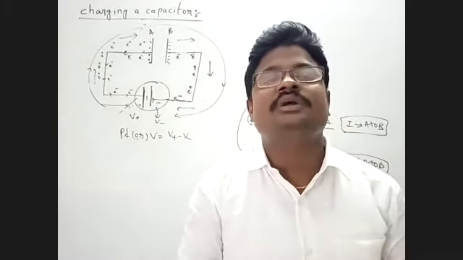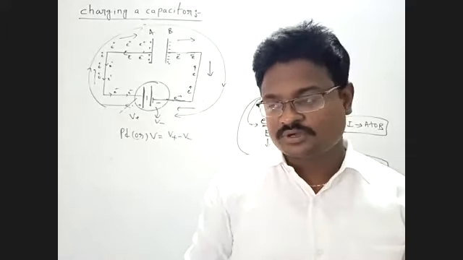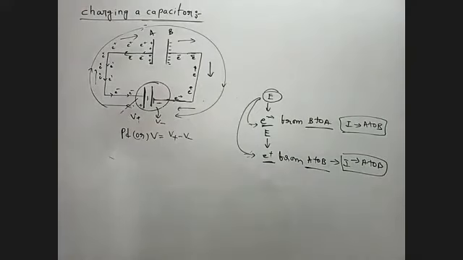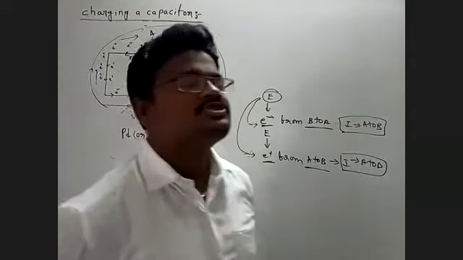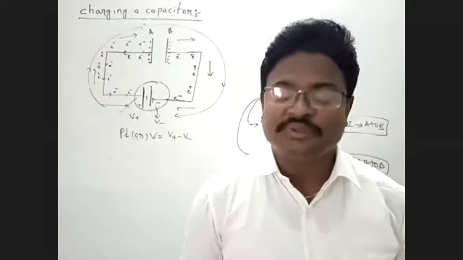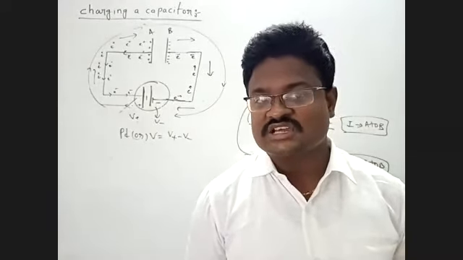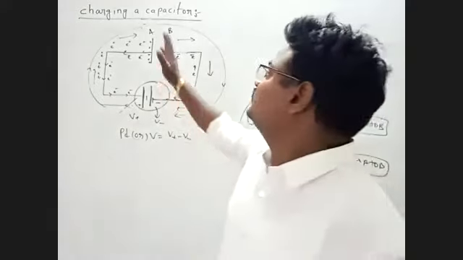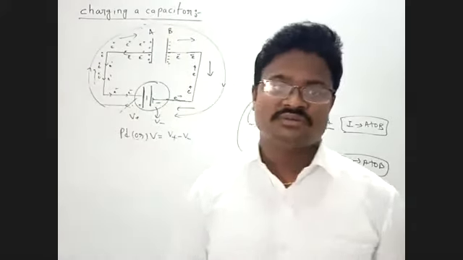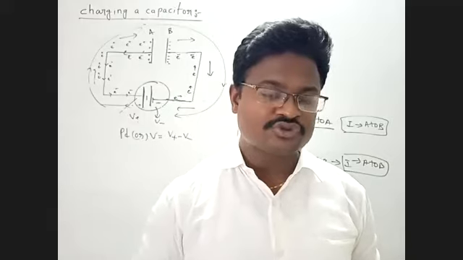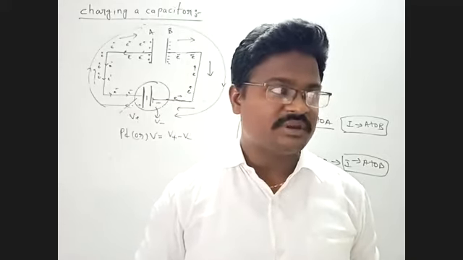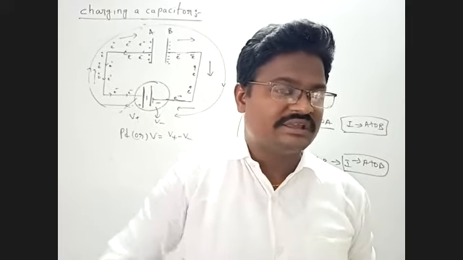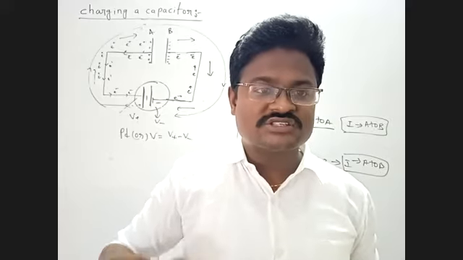The plates become oppositely charged. This is a plate of positive charges. The energy provided by the battery pulls the negative charges from the A plate to the B plate. So there are positive charges on the A plate and negative charges on the B plate. In this process, the positive charges on the A plate increase, and the negative charges on the B plate increase.